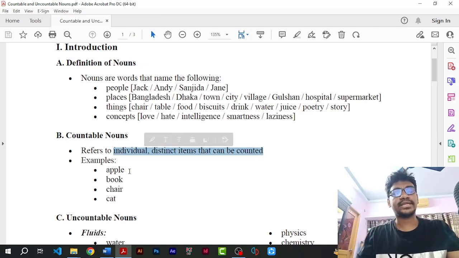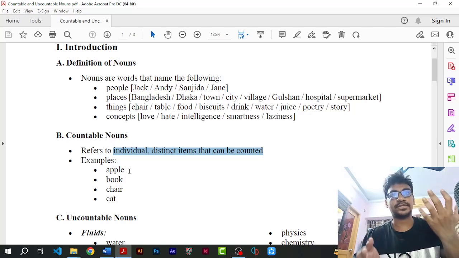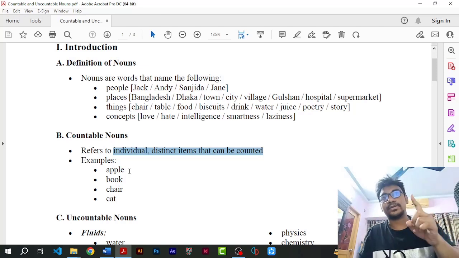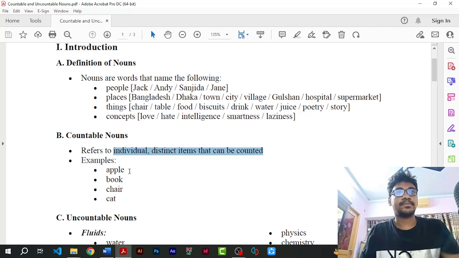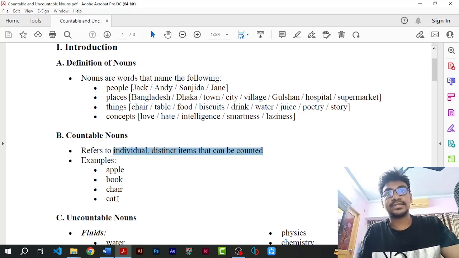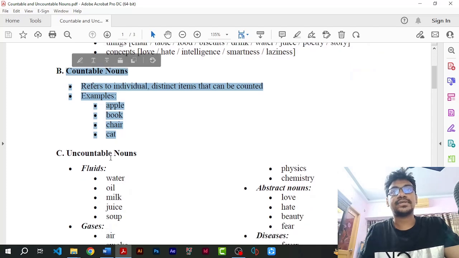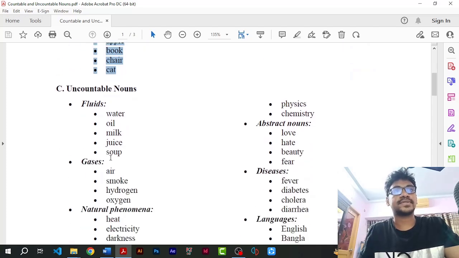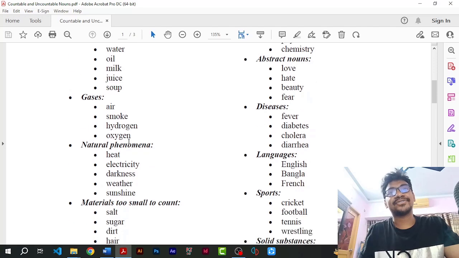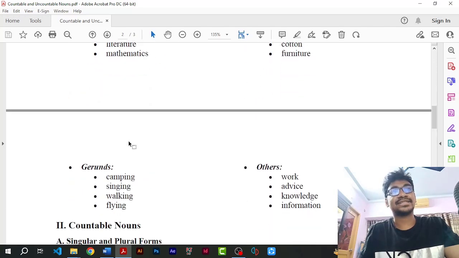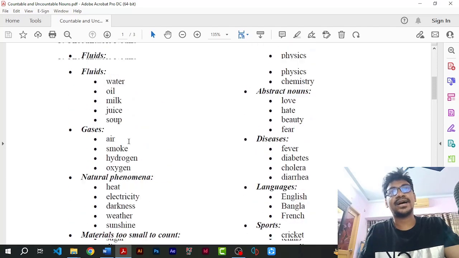For example, we can easily count the number of apples in a basket. Or if I'm juggling 2 apples, I can count 1 apple, 2 apples, 3 apples, pens, books, chairs, cats. They are countable, right? Anyone will understand countable nouns. However, what are uncountable nouns? There are actually a lot of categories of uncountable nouns.